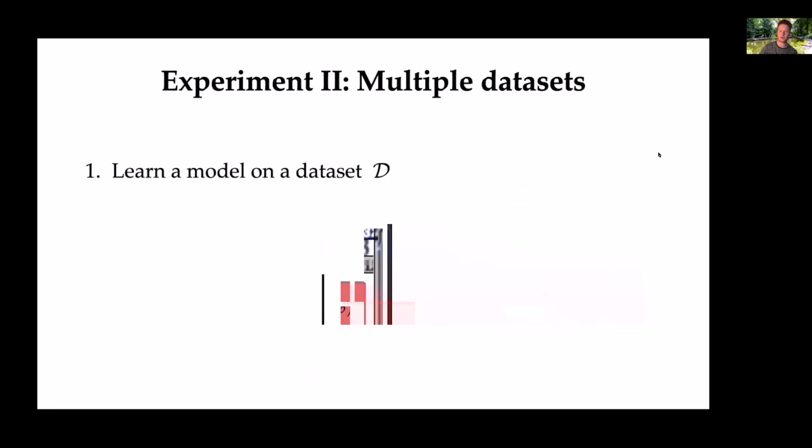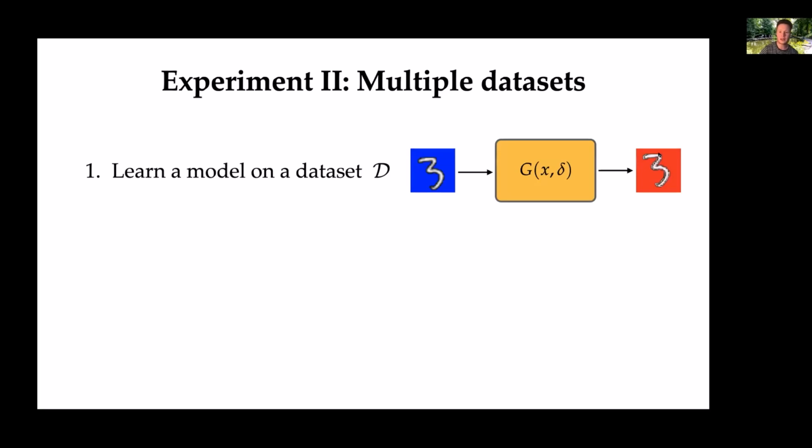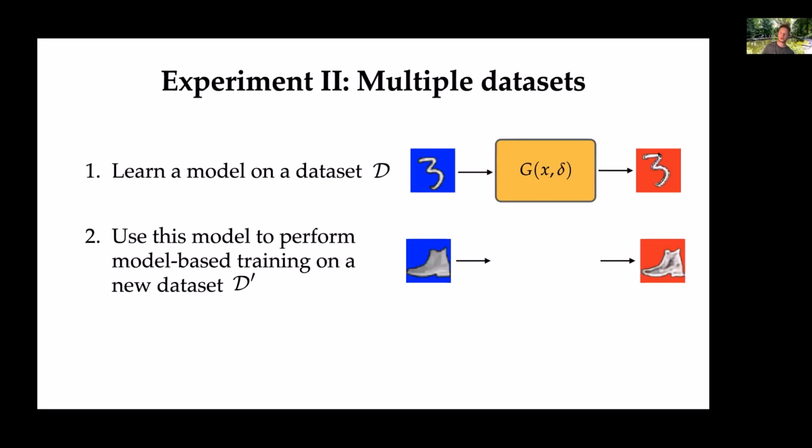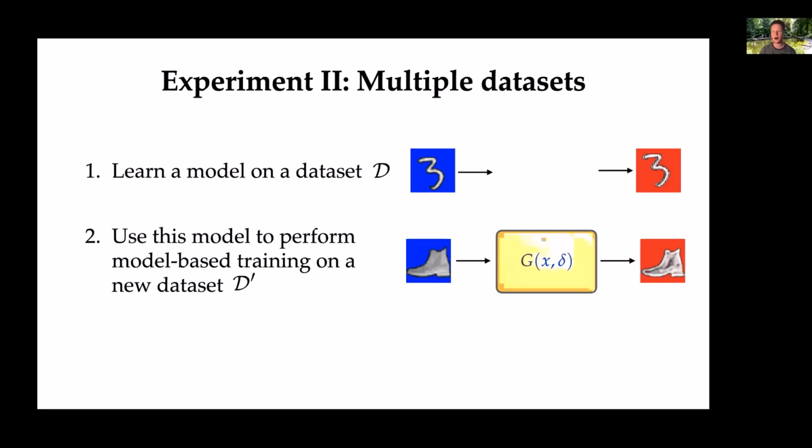The next experiment, which is also something that domain adaptation might struggle with, is we're going to learn a model on one data set D. So we might go from something like MNIST with blue backgrounds to MNIST with red backgrounds. And then we're going to apply this model on a completely new data set. So in particular, we're going to train a classifier on something like fashion MNIST with blue backgrounds, and then we're going to test it on fashion MNIST with red backgrounds.